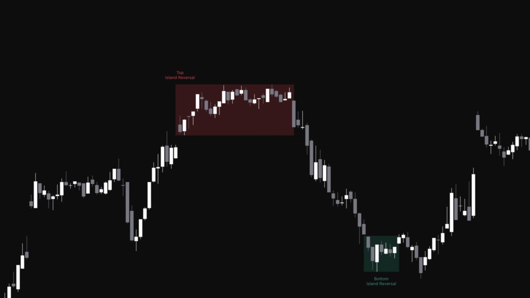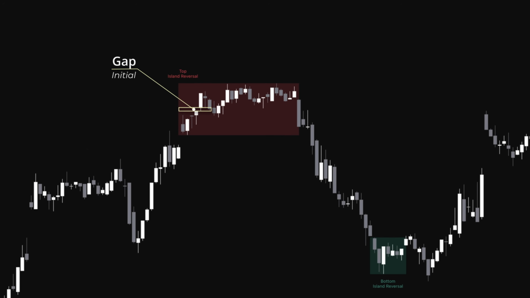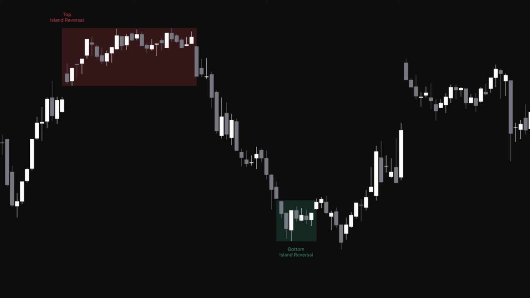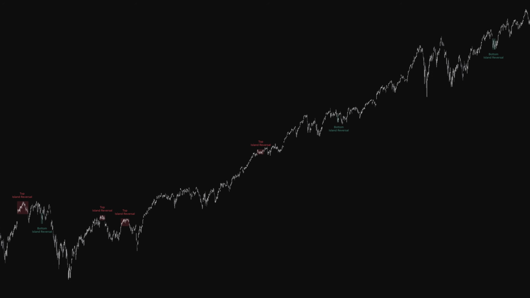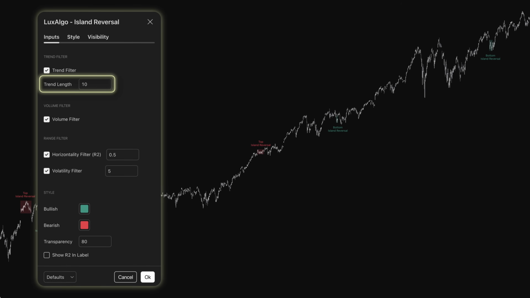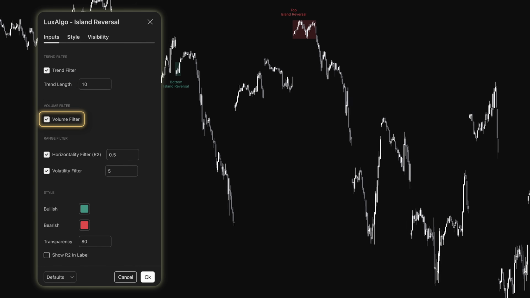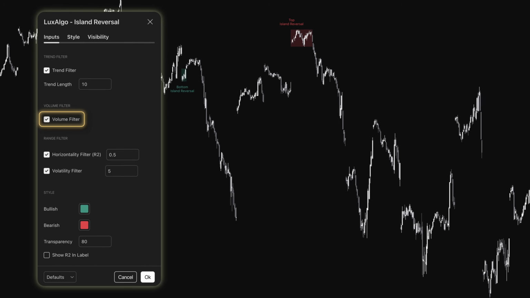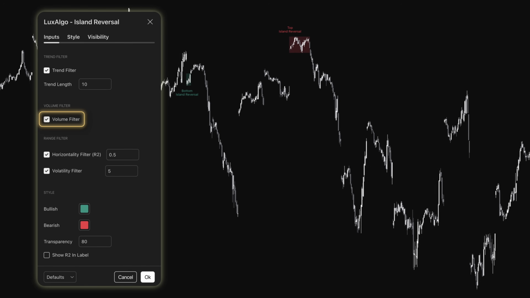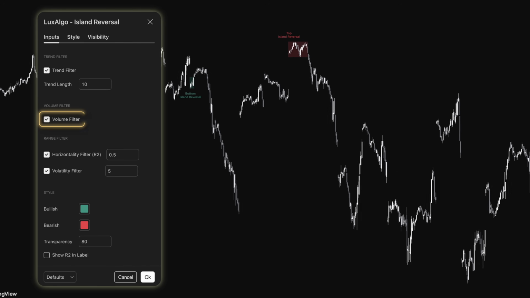When an initial gap forms, the system tracks island formation by recording subsequent bars until a second gap appears in the opposite direction, isolating the middle section. The island remains valid only if price stays above the initial gap level for bullish patterns or below for bearish ones. Trend filtering ensures patterns align with prior market direction by comparing highest highs and lowest lows over a user-defined period. Volume confirmation compares average volume during island formation against the equivalent preceding period, requiring increased participation.